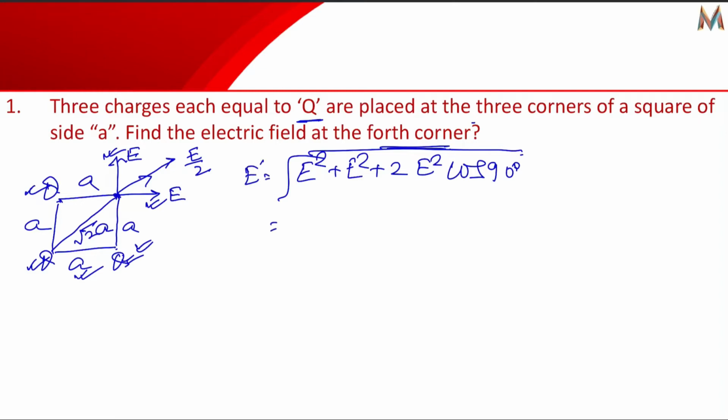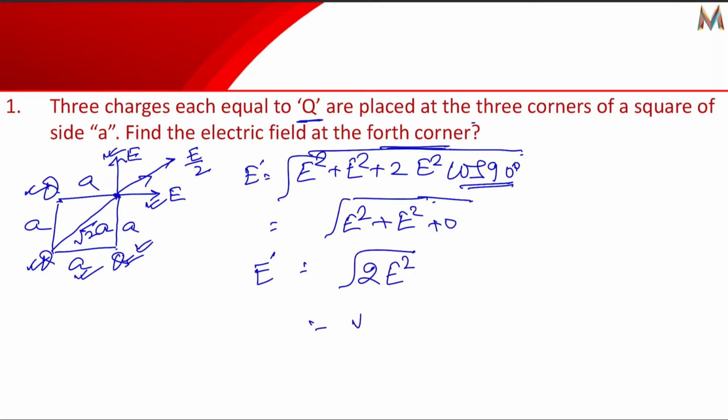This will be equal to the square root of E square plus E square, plus 2 E square cos 90, and this part becomes 0. So the resultant E dash at this point due to these two charges in this direction will be the square root of 2 E square, that is, root 2 E. So at this point it will be root 2 E, and it will be along this direction only, because this is a total of 90 degrees, so at a 45 degree angle it will be.